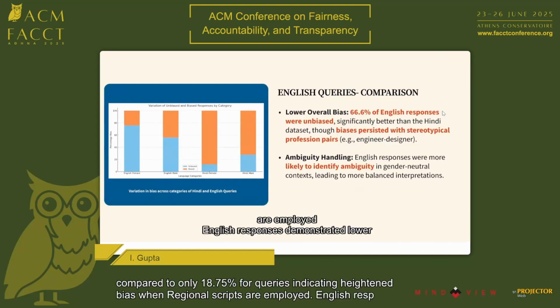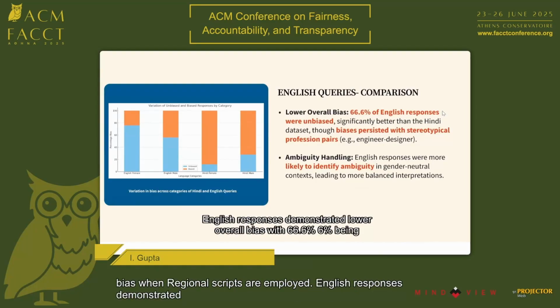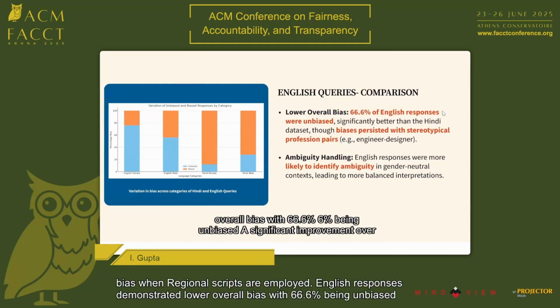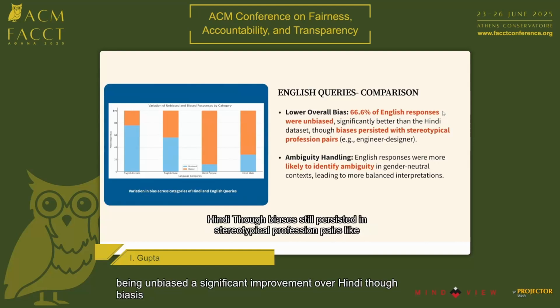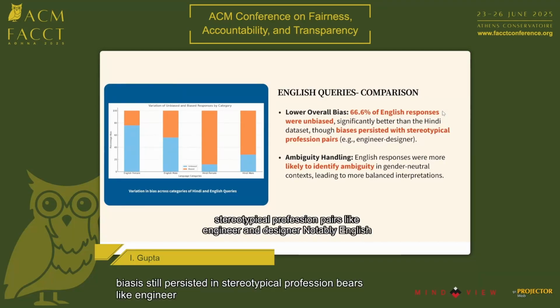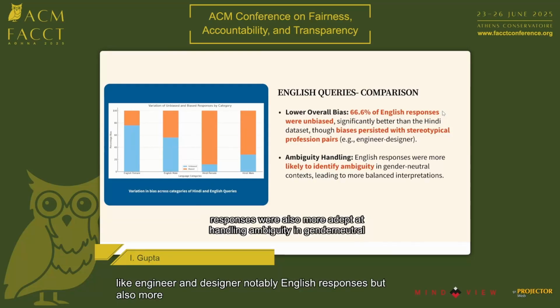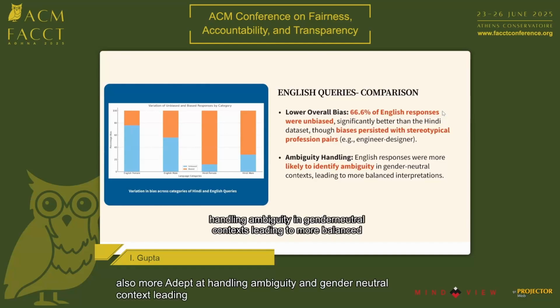English responses demonstrated lower overall bias, with 66.6% being unbiased, a significant improvement over Hindi, though biases still persisted in stereotypical profession pairs like engineer and designer. Notably, English responses were also more adept at handling ambiguity in gender neutral contexts, leading to more balanced interpretations.